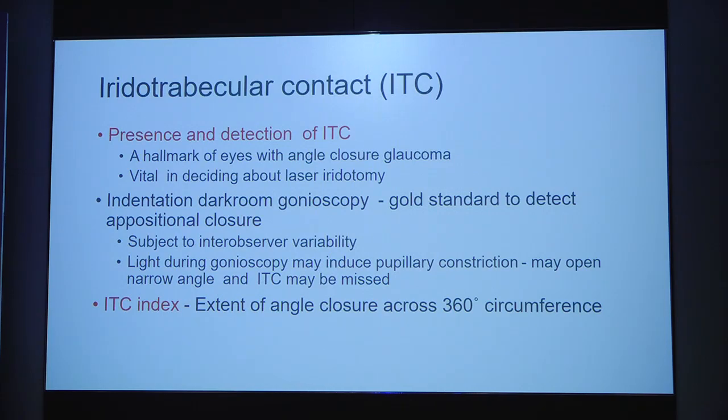So iridotrabecular contact, that is ITC, is coming as a major predictor for angle closure, and the presence and detection of ITC is a hallmark in eyes with angle closure glaucoma. It is vital in deciding about laser iridotomy and also the effect of laser iridotomy. Indentation and darkroom gonioscopy is a gold standard, but still now this is coming, and this has been getting compared with the routine gonioscopy that we do.